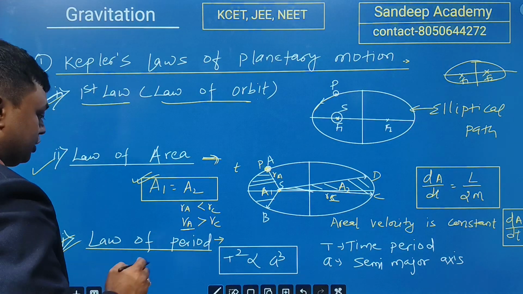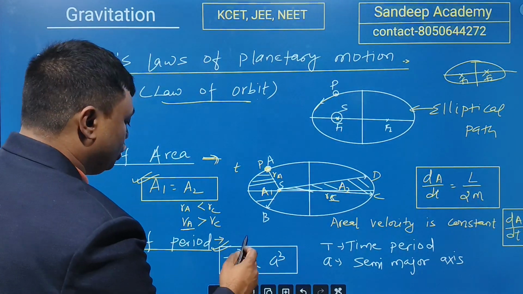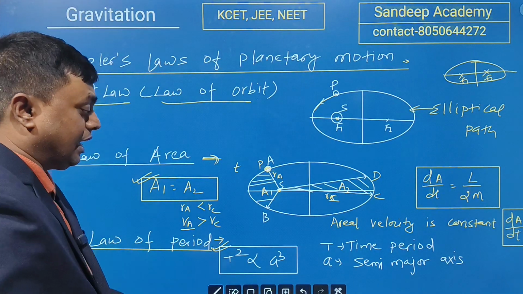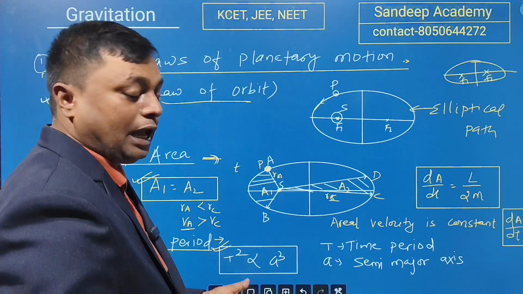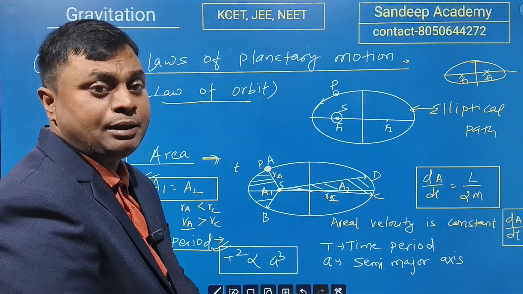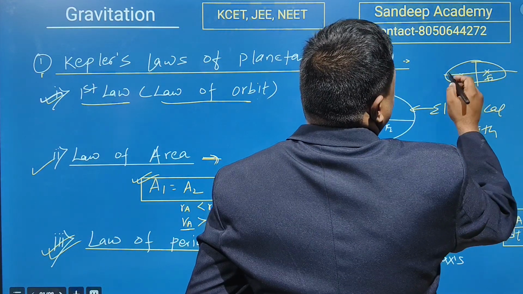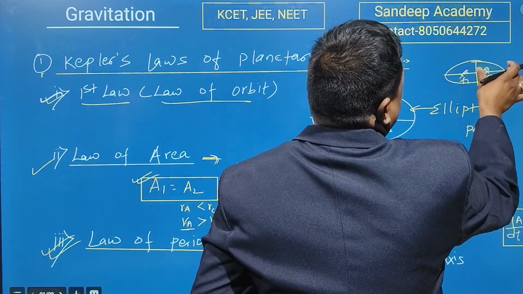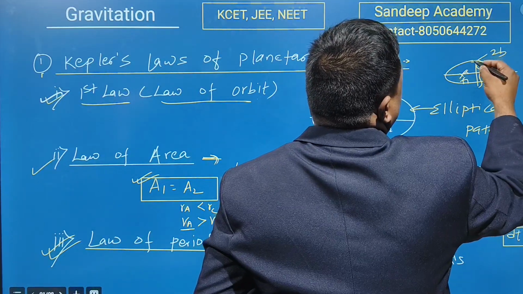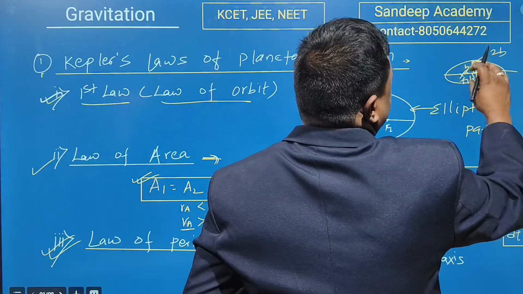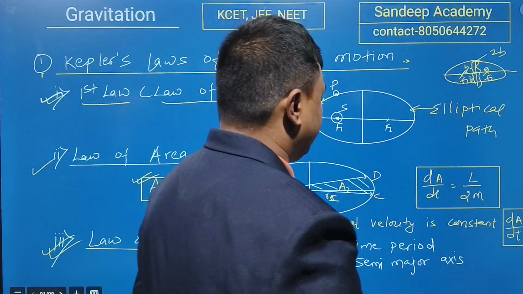Next, the third law, called the law of periods. According to this law, the square of the time period of revolution of the planet is directly proportional to the cube of the semi-major axis. T is the time period of the planet, and A is the semi-major axis. You know about the ellipse, right? This is the ellipse, this is the major axis 2A, A is the semi-major axis, and B is the semi-minor axis. Yes or no? So these are Kepler's three laws of planetary motion.